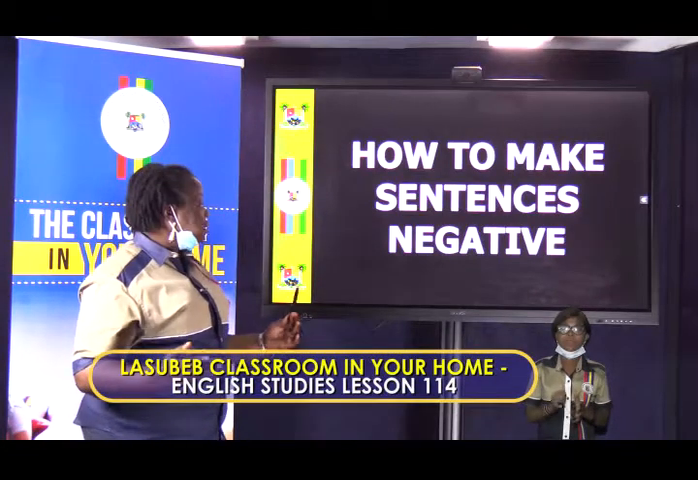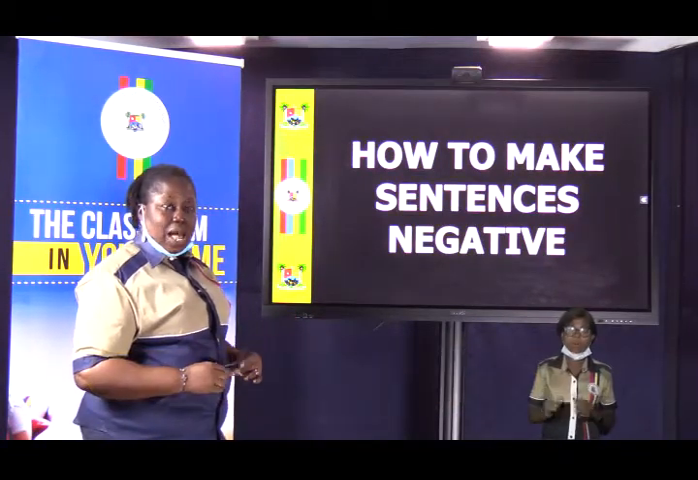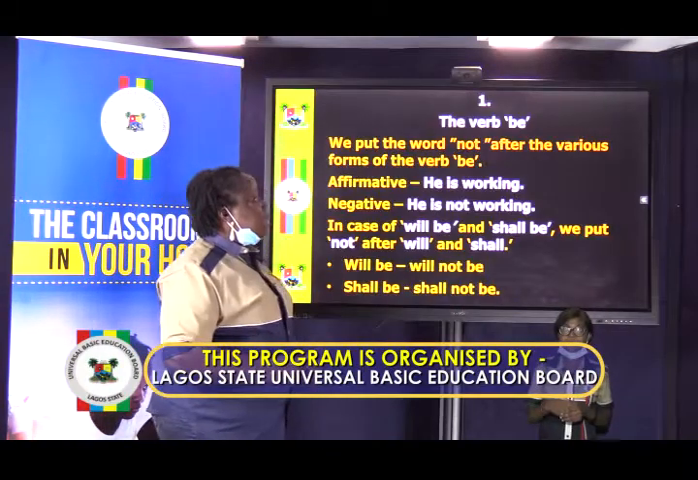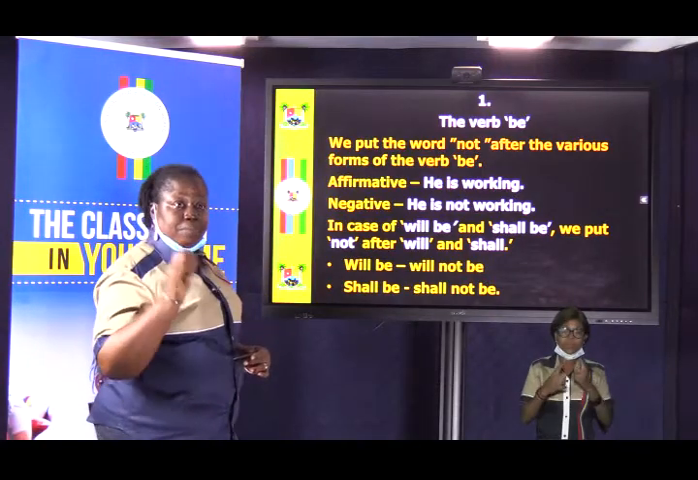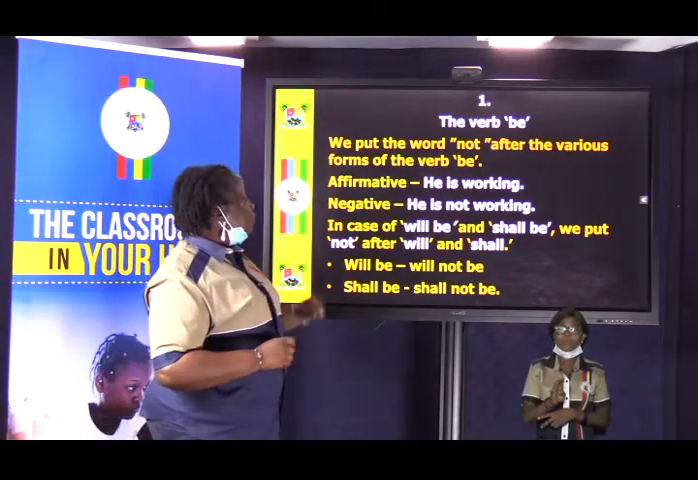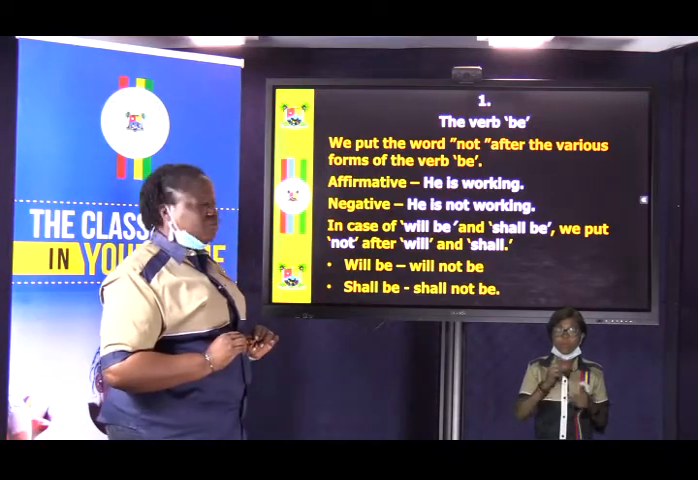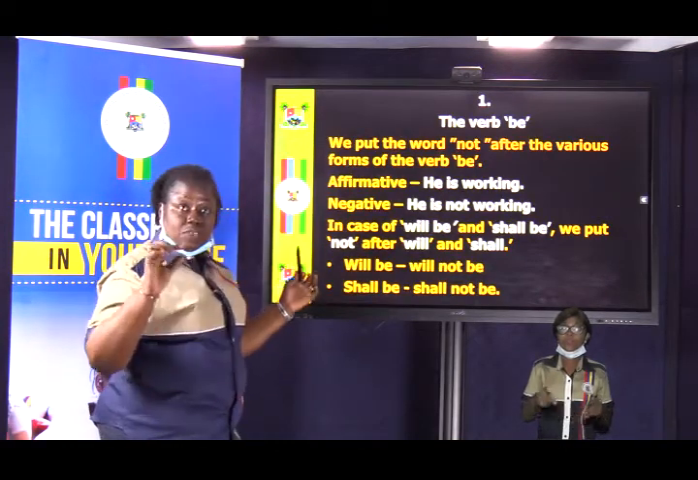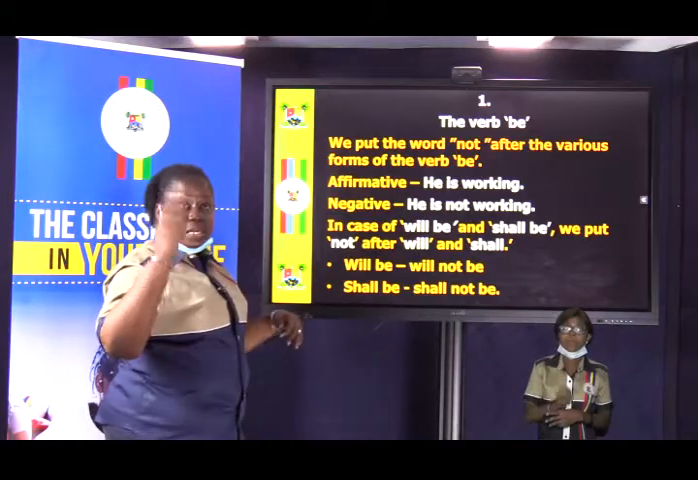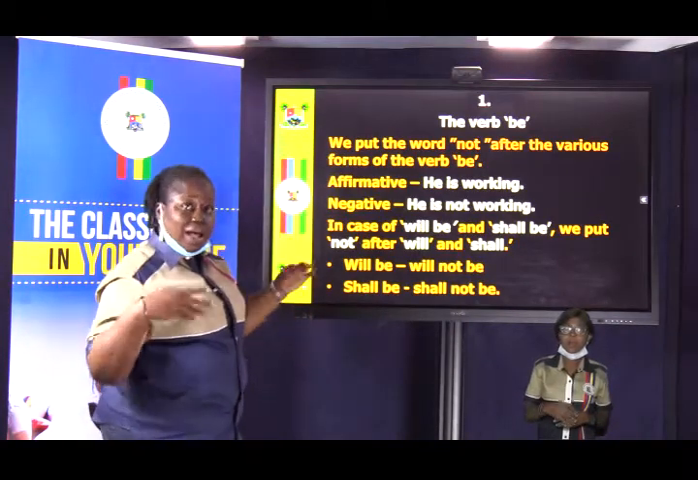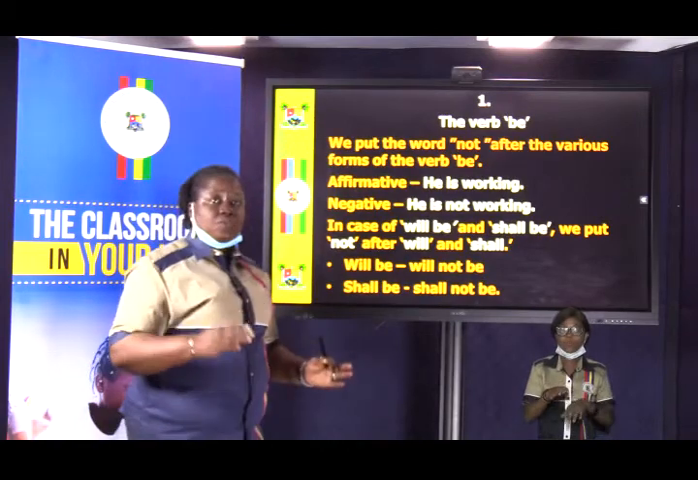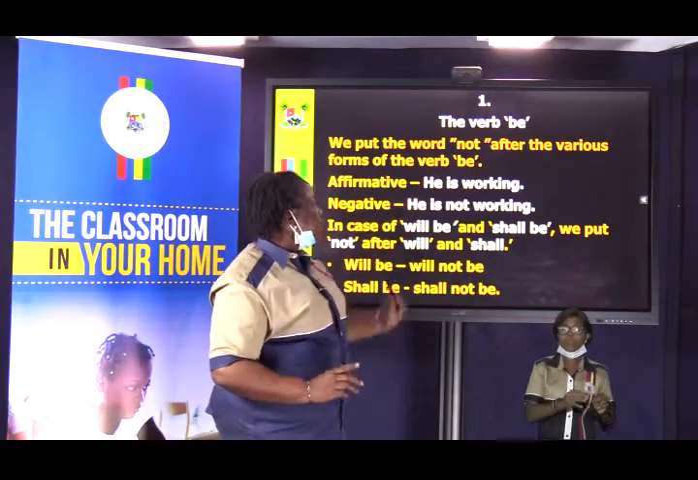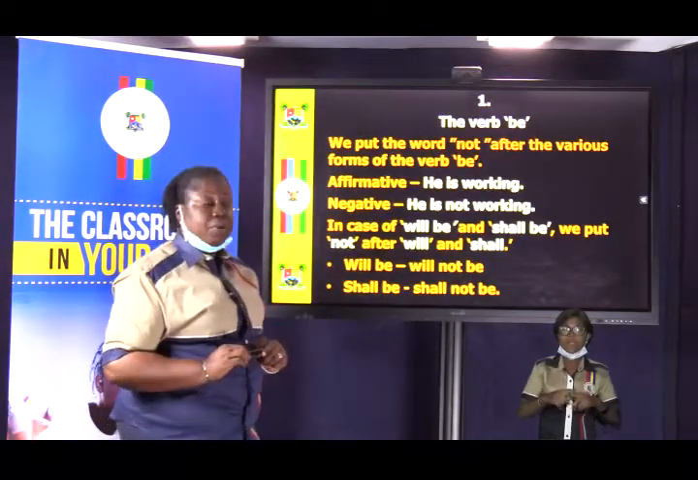Now, how do we make sentences negative? Talking about the verb be, we put the word not after the various forms of the verb be. We have looked at the various forms of the verb be. We said is, am, are, and so on and so forth. So when you want to form a negative sentence using the verb be, you put the word not after the various forms of the verb be.